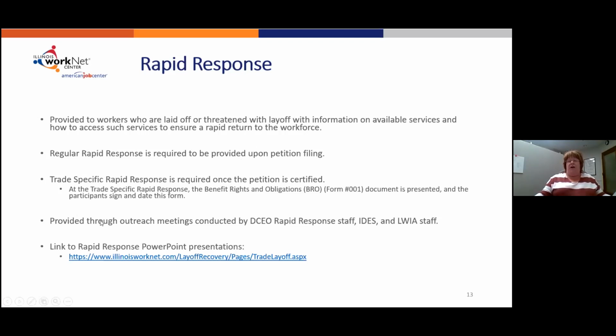Then once it's been certified, that's when trade-specific rapid response comes into play. At that specific trade rapid response is where the Benefits, Rights, and Obligations document, or we call it a BRO, form number 001, is presented and read in its entirety, and the participants sign that form and date it. If it's a 2021R participant, they would potentially need to also fill out the 210 bona fide application, form 004, because that is applicable to them. They have to do that within the 210 days so that they're eligible for that additional TRA payment. But we'll cover that later.